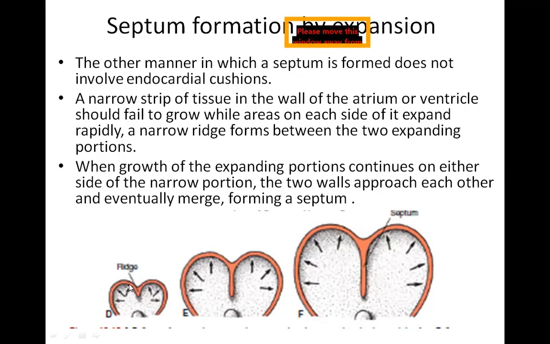Here the other manner in which a septum is formed does not involve endocardial cushions. A narrow strip of the tissue in the wall of the atrium or ventricle fails to grow. The areas adjacent to it expand rapidly such that a narrow ridge forms between the two expanding portions. When growth of the expanding portions continues on either side of the narrow portion, the two walls approach each other and eventually merge. Like this the septum secundum is forming.